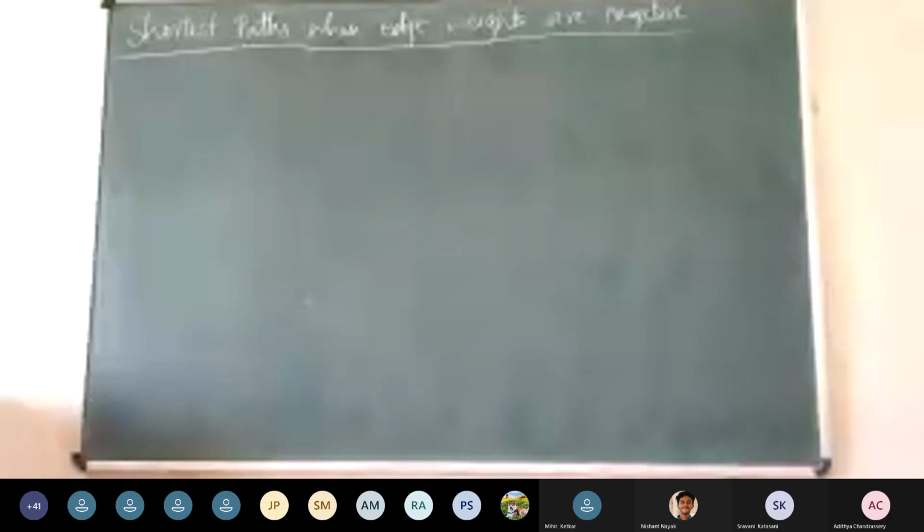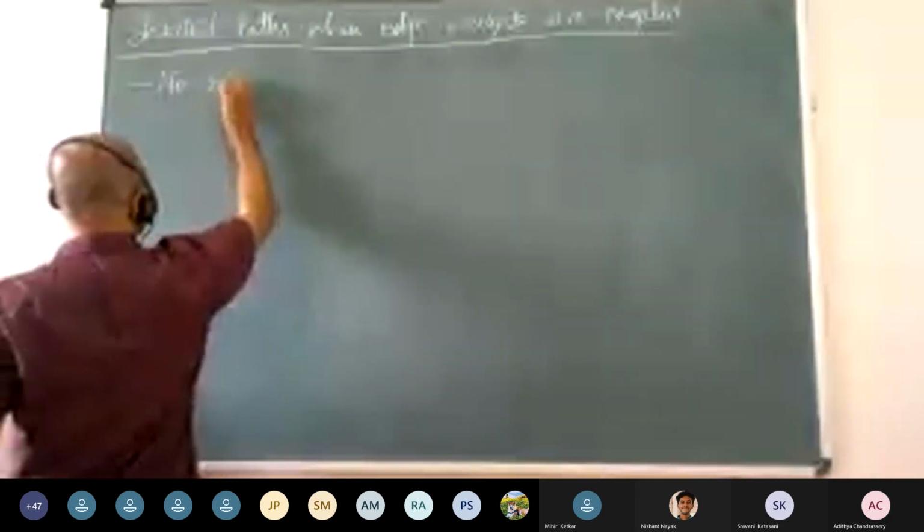Now we will come to probably the last case, where we want to find single source shortest paths when there are negative weights. As of now you can assume that there are no negative weight cycles. If there are negative weight cycles reachable from the source, then you will not even be able to find any path.